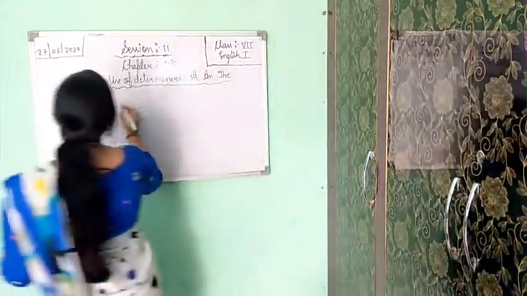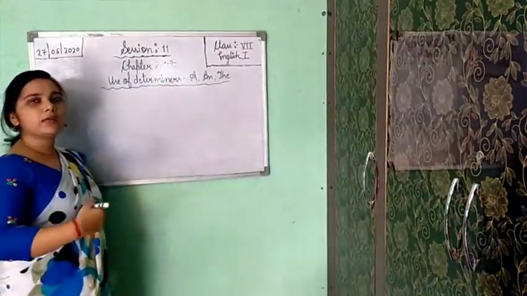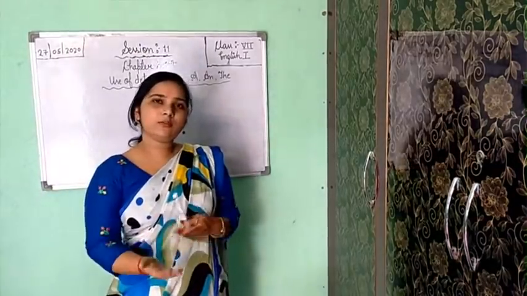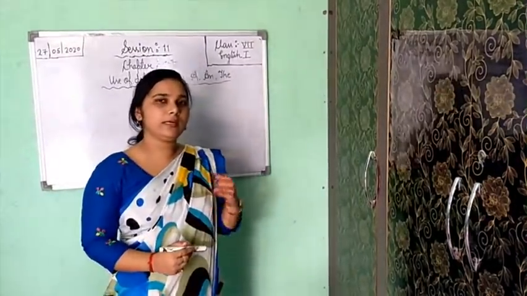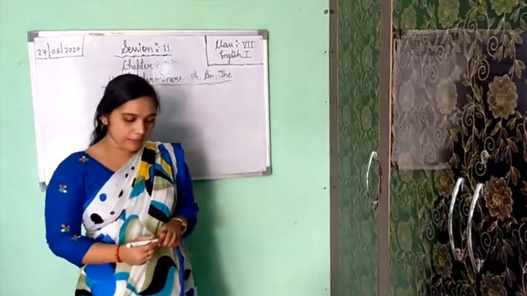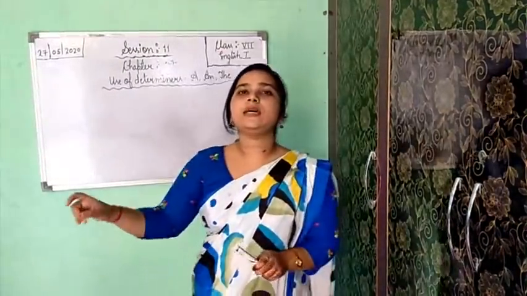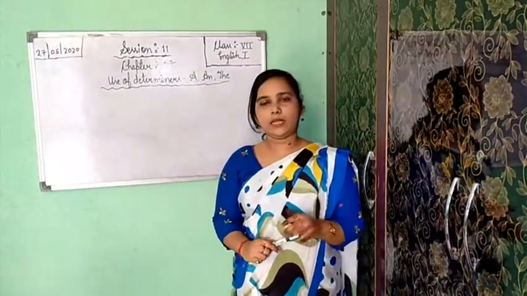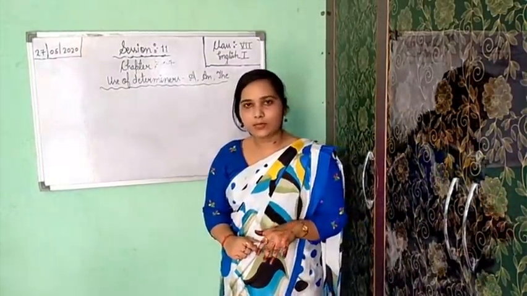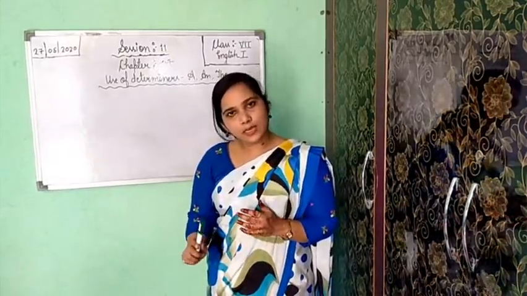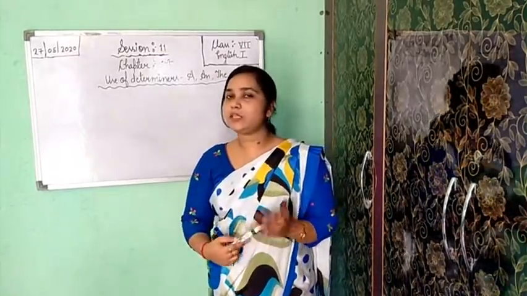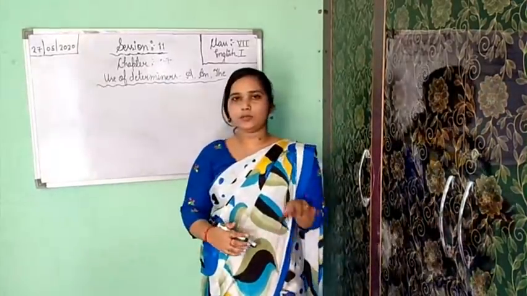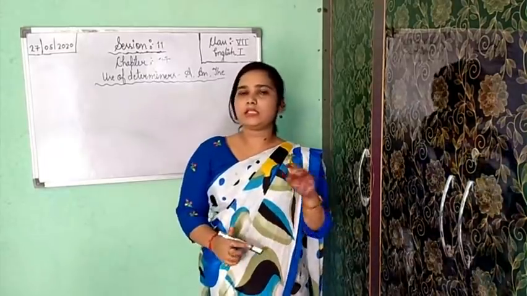Now see, first part, what is a determiner? A determiner is the word which comes just before a noun. First point, it comes just before a noun. Other thing, it introduces the noun. It determines the noun. Understood? And the most important thing, it tells whether the noun is used in a specific or general way.